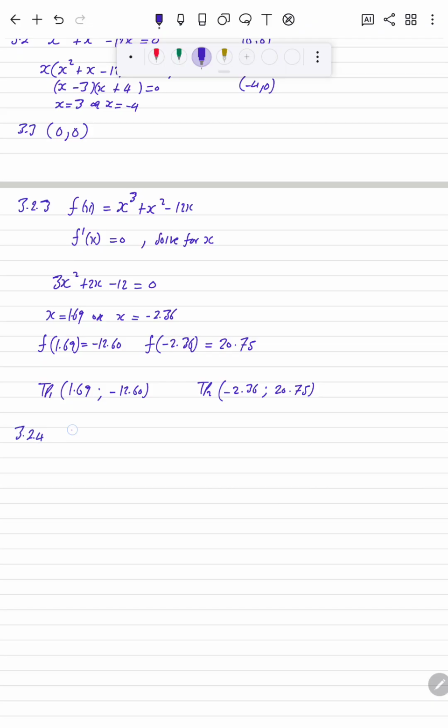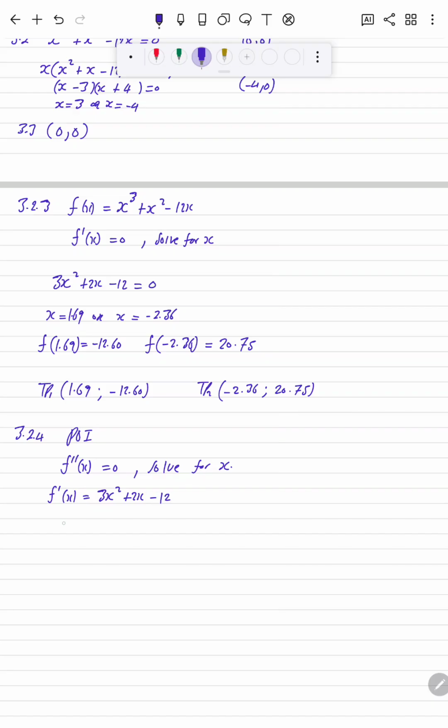3.2.4. So for the point of inflection, you find the second derivative, you equate it to 0, and then you solve for x. So we have the first derivative already. Our first derivative, we found it to be 3x squared plus 2x minus 12.